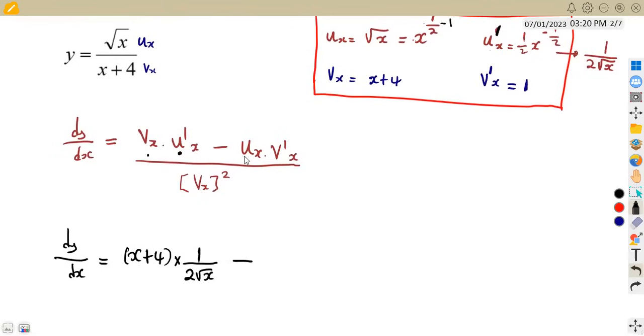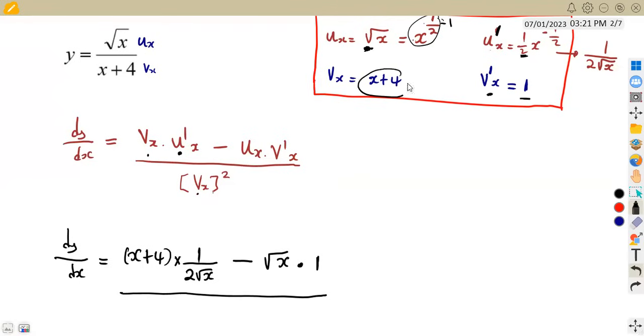Minus ux. Our u in this case is the square root of x, which I was just rewriting so that we can simplify the derivative, but our ux is the square root of x. So this is going to be the square root of x times the first derivative of v. The first derivative of v, in this case, is 1, so we multiply this by 1. Everything over vx squared, our vx being x plus 4, so that will be x plus 4, everything to the exponent of 2. That's vx squared.